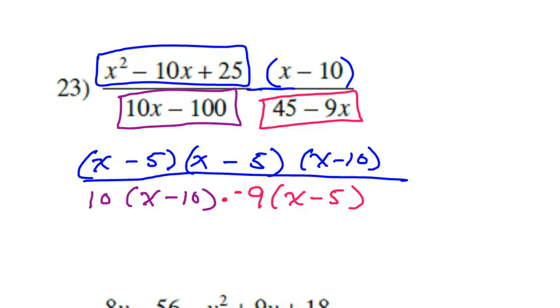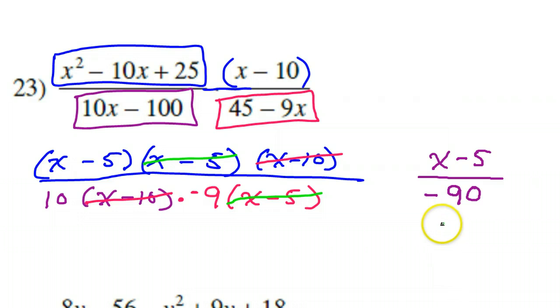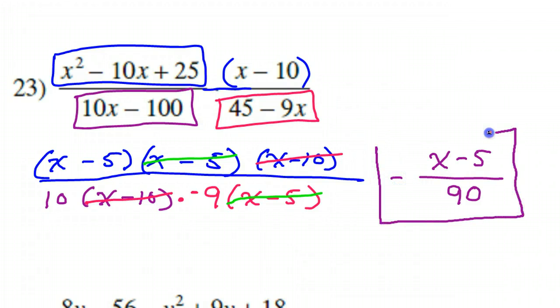Now, time to look for things to cancel out. One of the x minus 5s in the numerator will cancel out this x minus 5 in the denominator. I also see we have an x minus 10 in the numerator and the denominator, so those are going to cancel out. That's really the end of the canceling. That's going to leave in the numerator the only thing I have, x minus 5. Now in the denominator, all I have is 10 times negative 9, so that's negative 90. Or I could have put the negative sign up here in the middle. That would be the same thing, either way you want to do it.